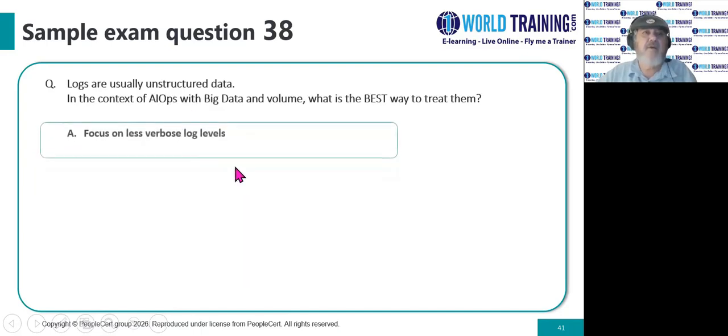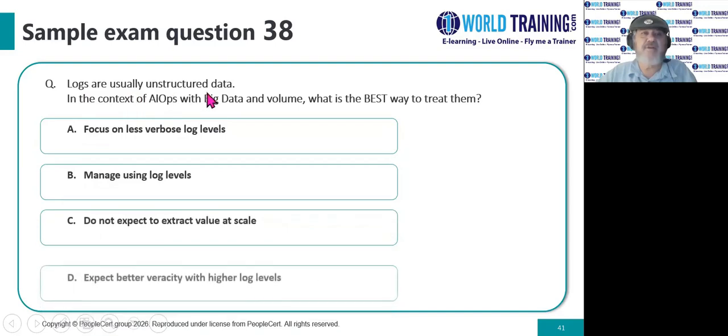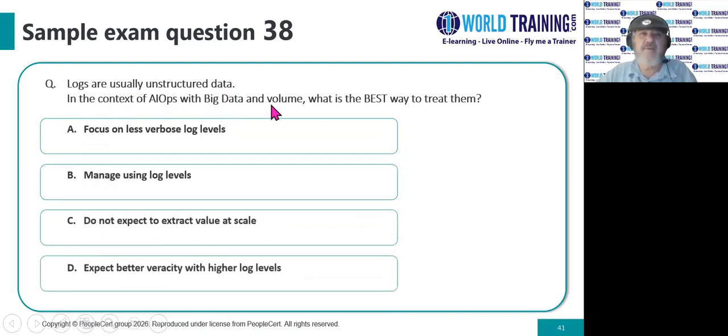Yeah. Question 38. Logs are usually unstructured data. In the context of AIOps and big data and volume, what is the best way to treat them? Focus on less verbose log levels? Yes. Easier to train on those. Manage using log levels. Yes. I think A is better, more specific. Do not expect to extract data value. No, that's not true. Expect better veracity. That's also not even true. So I think A is the best answer.